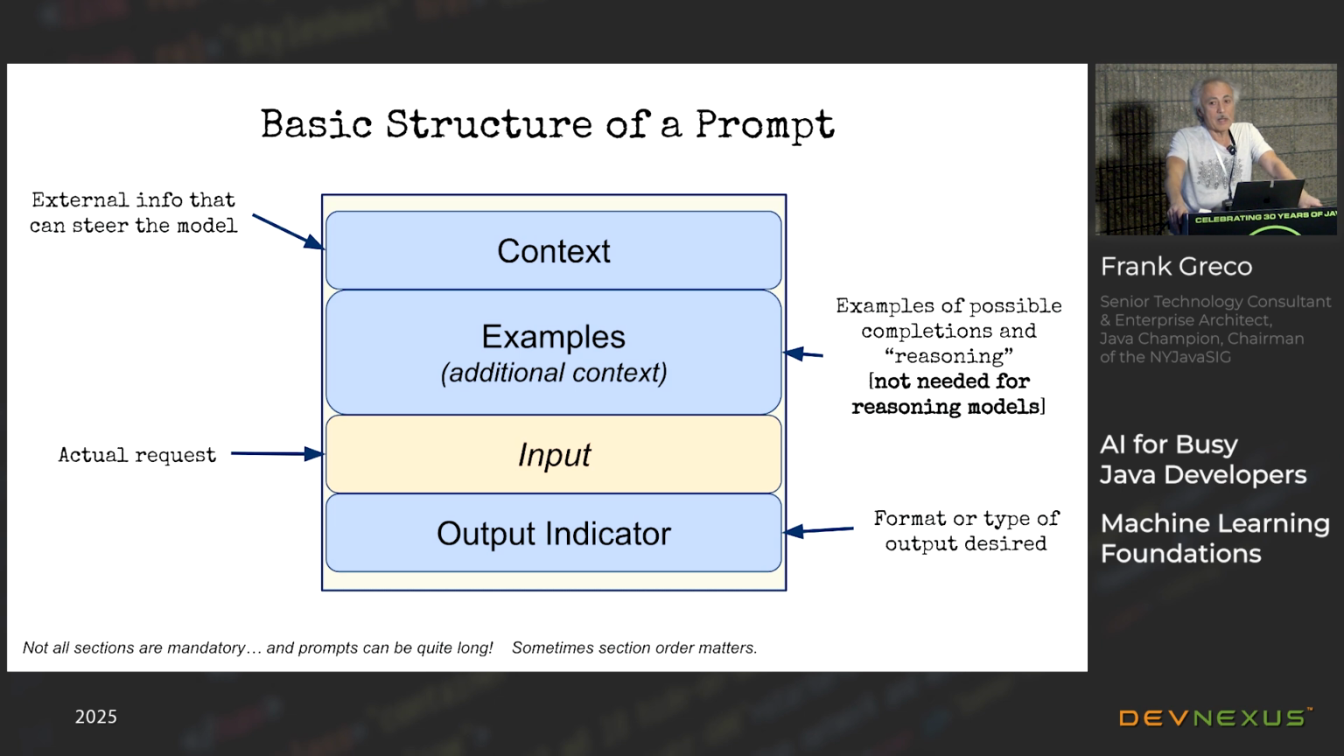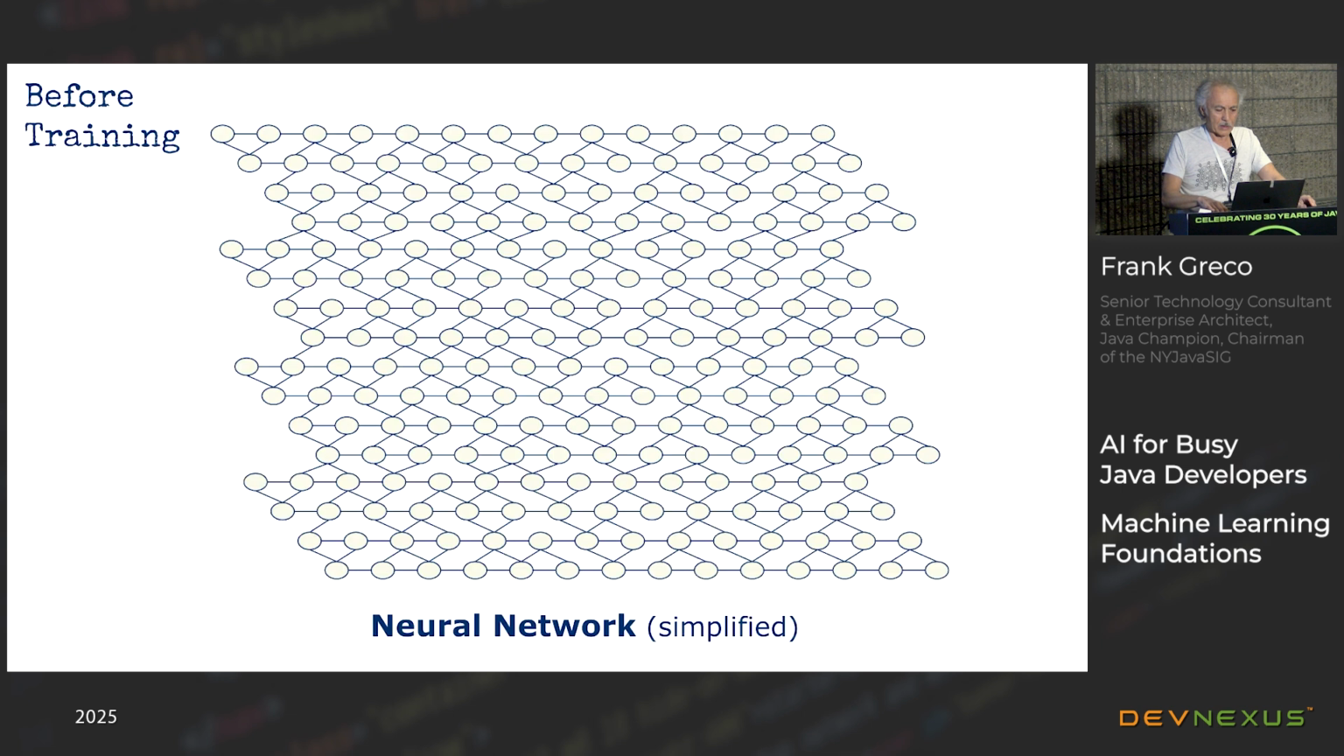But you want to tell the model, how do you want it to behave? Well, please respond like a polite Java consultant and assume that I'm a high school student. So couch your response that way, or give me the response in JSON, or give me the response in Markdown. So you're giving it instructions how to behave, like behave as a funny comedian, things like that. So that's your output indicator. So you can think about a prompt being like that.